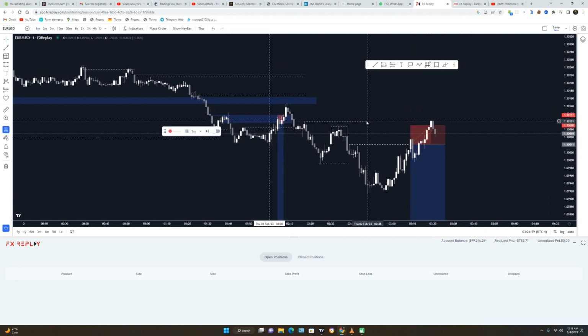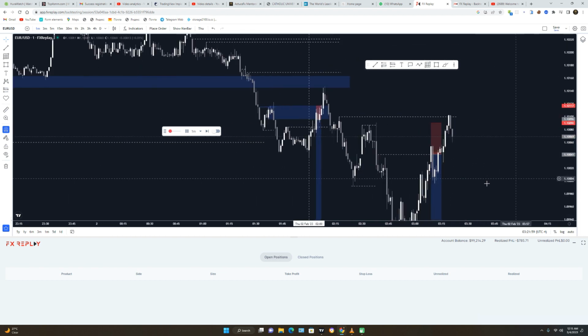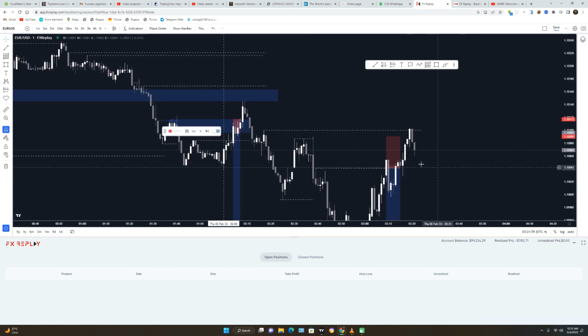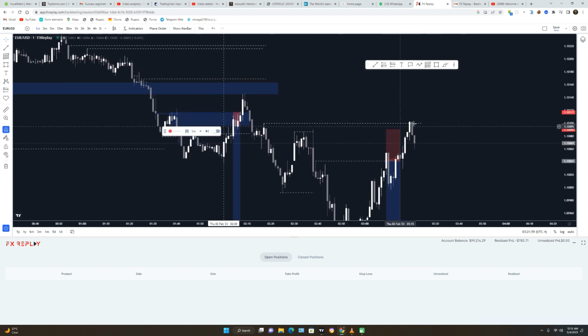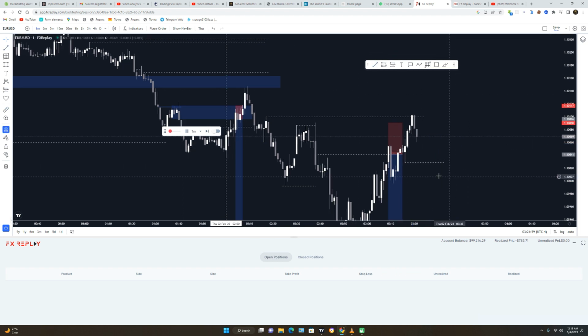Now price came to the initial liquidity we are looking for. So let's see if price can give us some sort of confirmation here. If I'm looking for confirmation, I would like to see price break this low, then give me a pullback for a sell setup.